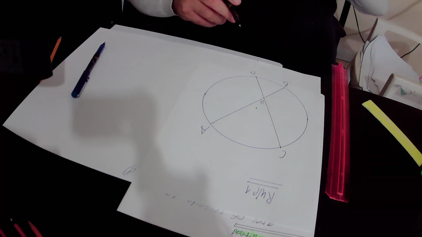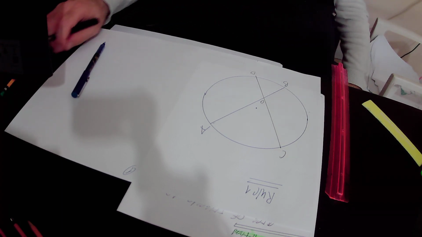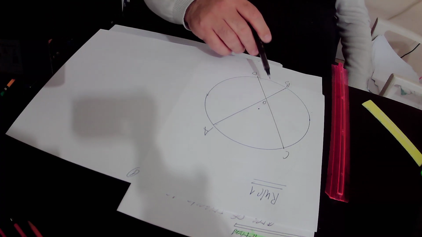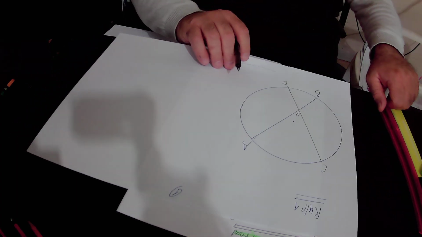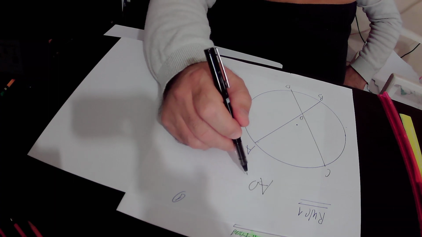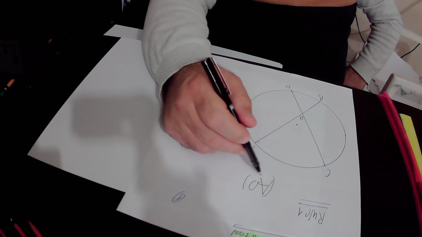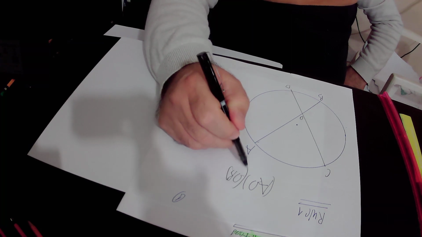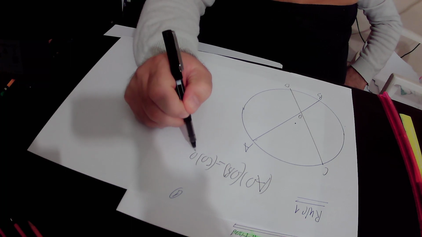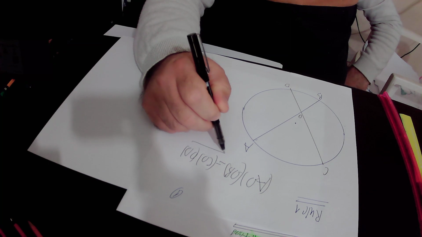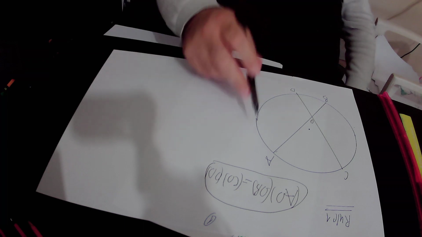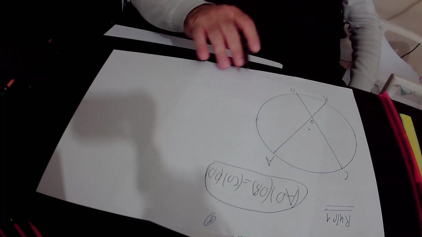So if this is the data that has been given to us, then the following equation is true. So here, chord AB intersects with chord CD at point O. Then according to rule number one, we'll get that AO times OB equals CO times OD. Again, AO times OB equals CO times OD.